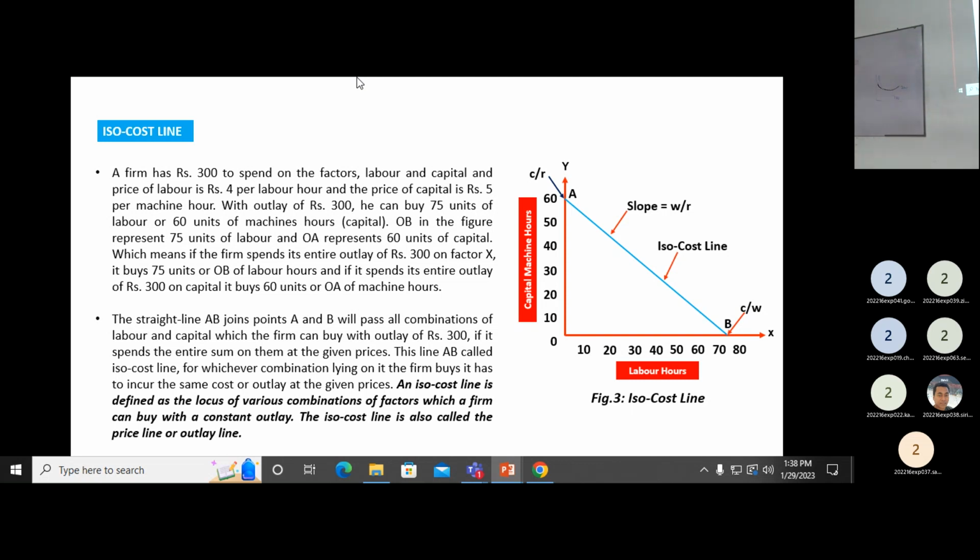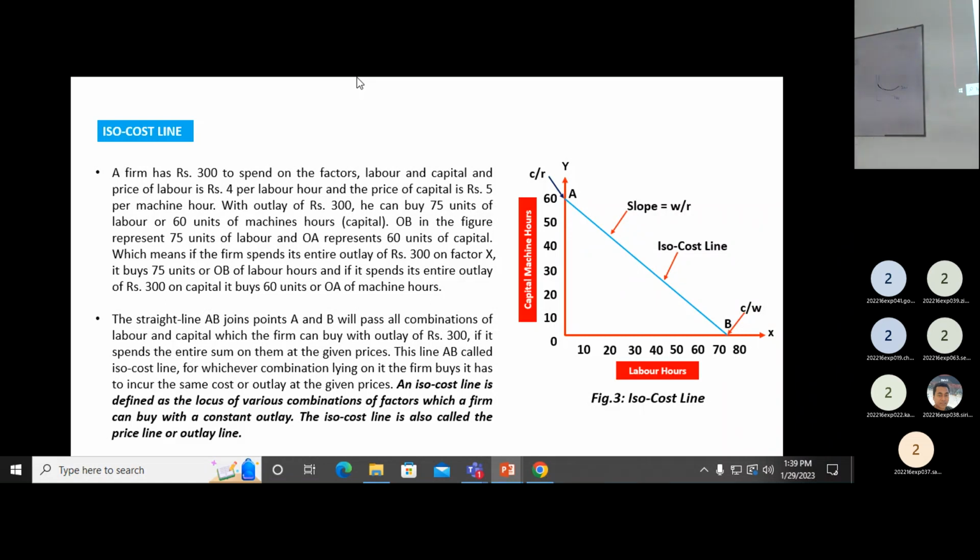So let's assume that the price per labor is 4 rupees per labor hour and the price of the capital is 5 per machine hour. Here it's per labor hour, here it's per machine hour. You can understand that. The given amount for you is 300. As a producer you have been given 300 rupees to do this production, using the support of laborers as well as capital. The price per labor is 4 rupees and the price of capital is 5 rupees.